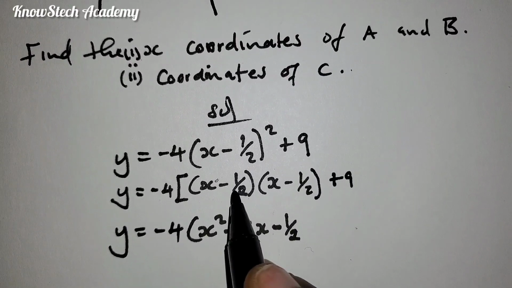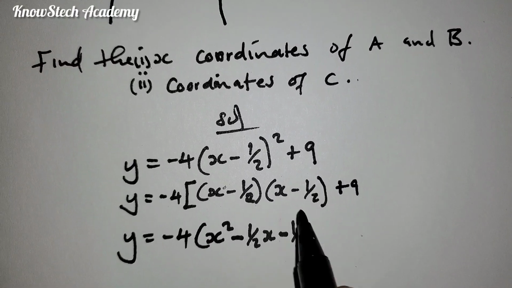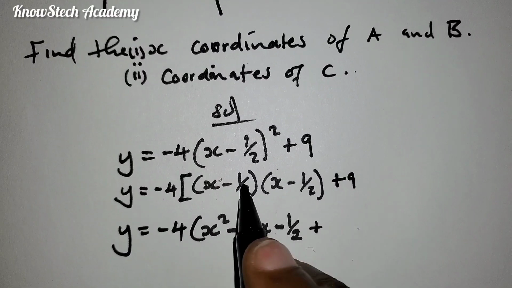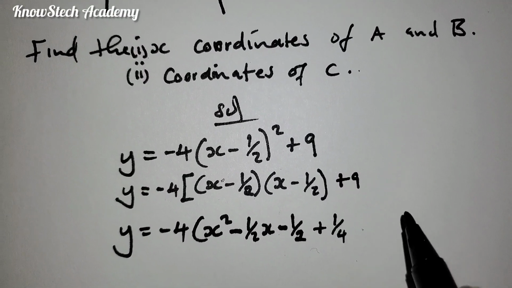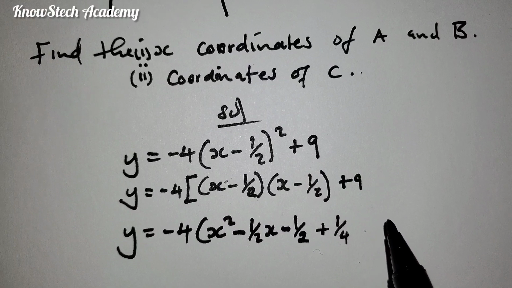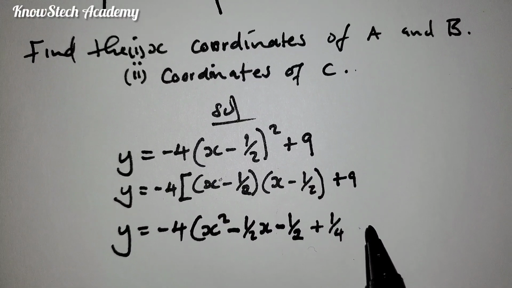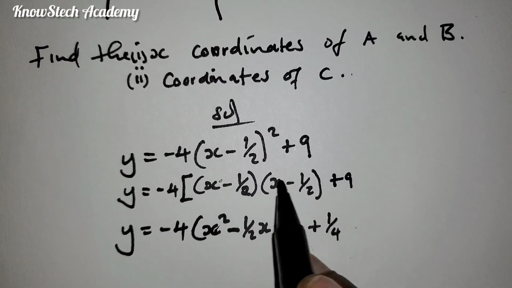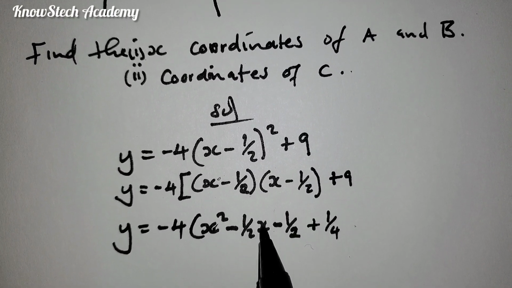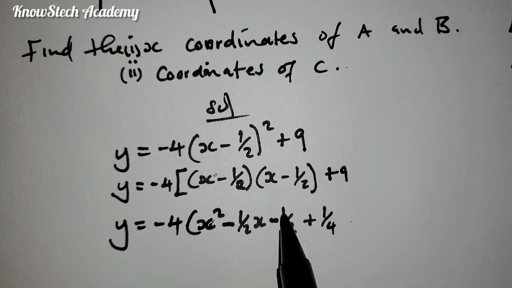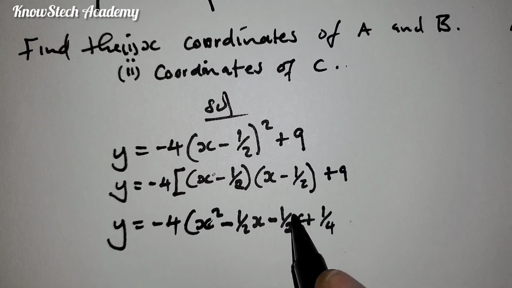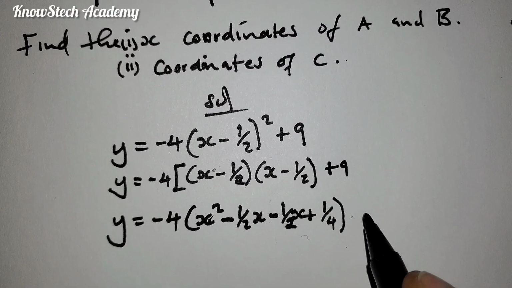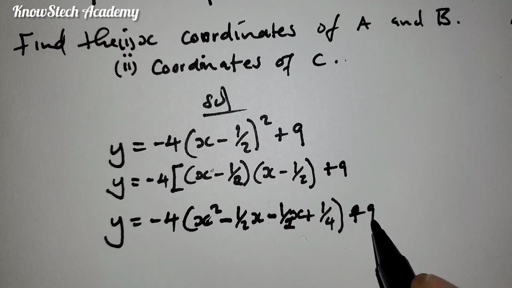Then half times half, we're going to have positive, negative, we're going to have +1 over 4. Let me double check if I've not made a mistake. All right, x times x is x squared. x times half is -half x. This times this, there is here, which is x. Then this times this is 1 over 4 close bracket plus 9.